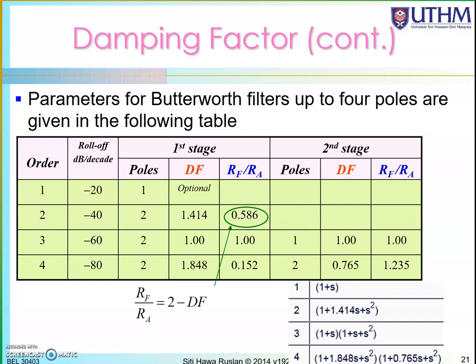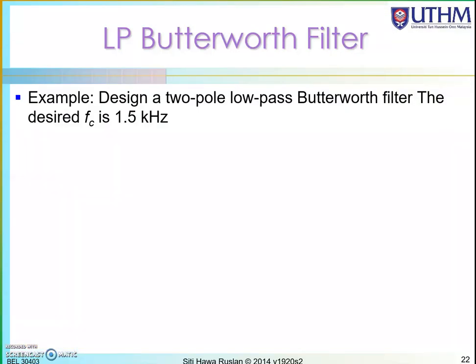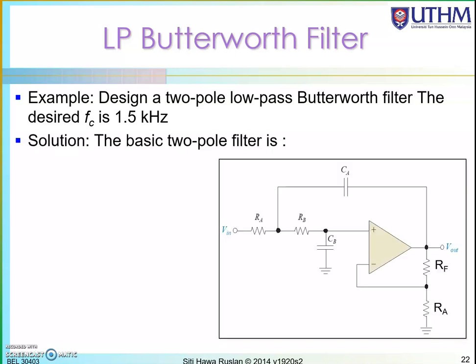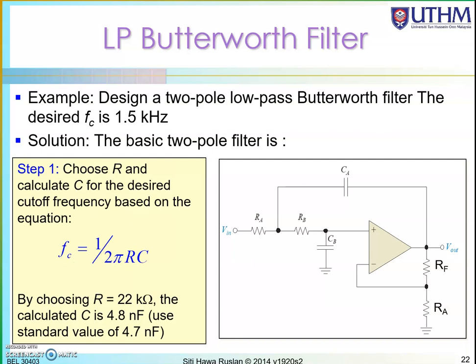I just show this because sometimes you are given this type of table to find the value of RF over RA. For example, in this case, you have to design a two-pole filter. Two-pole means second order, the basic two-pole, which is just the Sallen-Key circuit just now. It is given 1.5 kilohertz, set to this 2 pi RC, and in this example I set the value for R, so I calculate the value for the capacitor. The value is 4.8, so you can use a 4.7 nanofarad capacitor. This is the value for the R and C in the circuit.